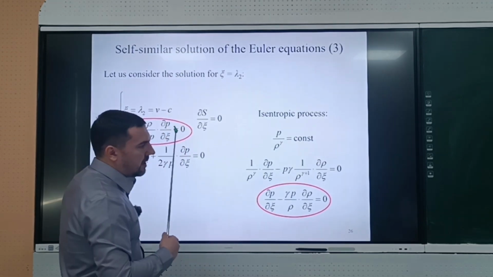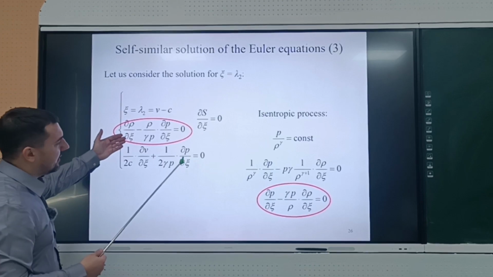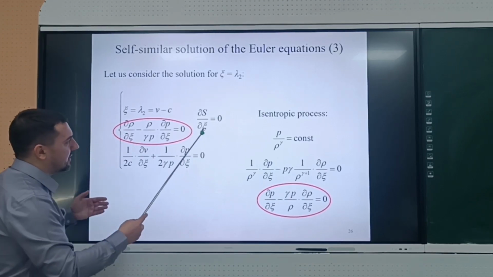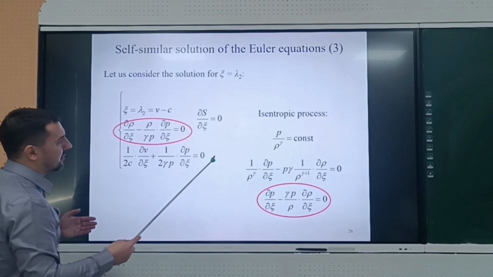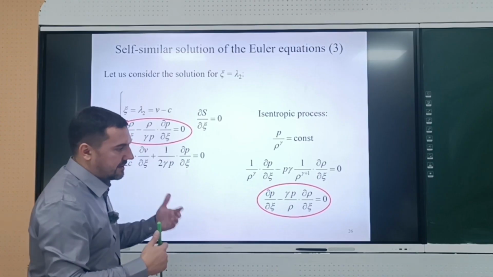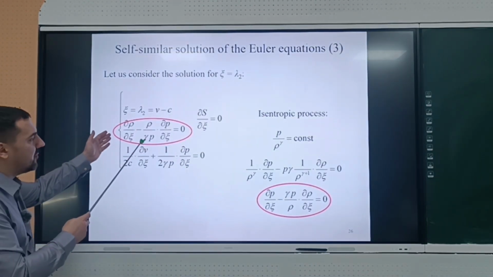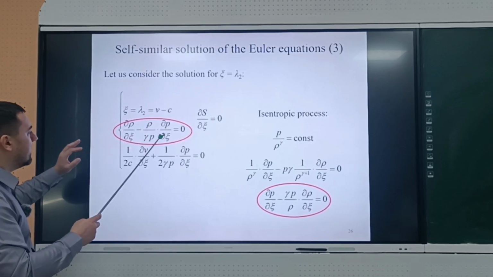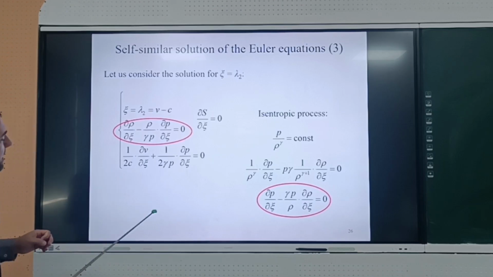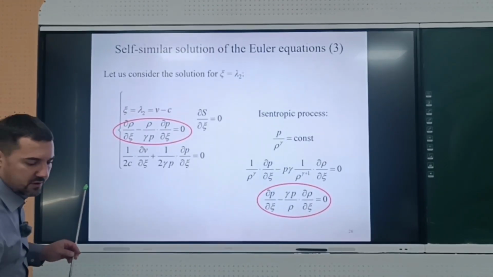But on the way of constructing the self-similar solution of the Euler equations, we obtained that for the self-similar solution of the Euler equations, one of the conditions is ds over d psi equals 0. That's the mechanical sense. So self-similar solutions are such types of flows in which the entropy is constant. And this is the third equation. And it's also possible to show.